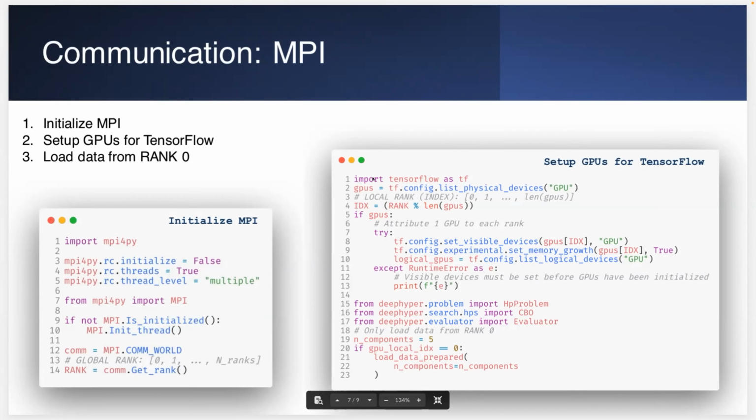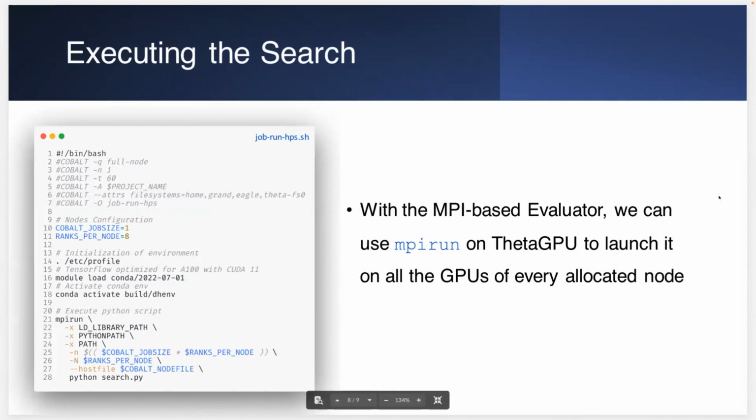So GPUs are initialized in TensorFlow using this little loop here. You can list the physical devices and then instantiate and initialize each one of them depending on the local index of your GPU. And once all of your GPUs have been initialized, you then need to be sure that you're only loading data from one of the ranks. It doesn't matter which, as long as you're consistent, and it's almost always done from rank 0. So it's just one thing to be cognizant of when you're doing this.